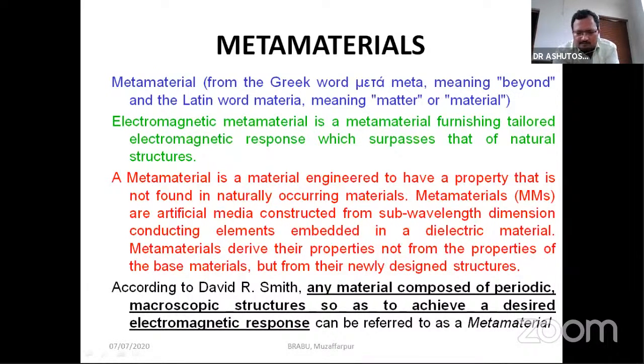A metamaterial is a material engineered to have a property that is not found in naturally occurring materials. So metamaterials are a kind of engineered material. It is not naturally occurring, nor are we going to fabricate it at the atomic level. We just have to engineer it according to our application or our need.